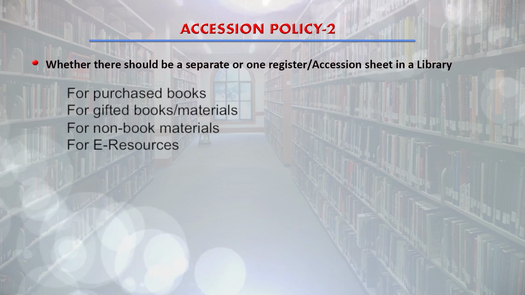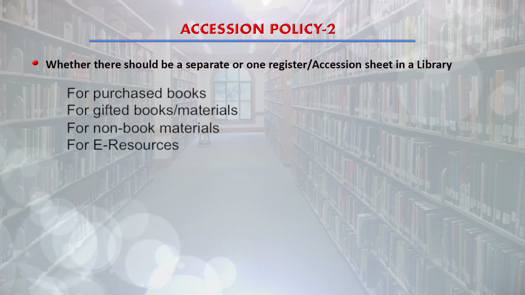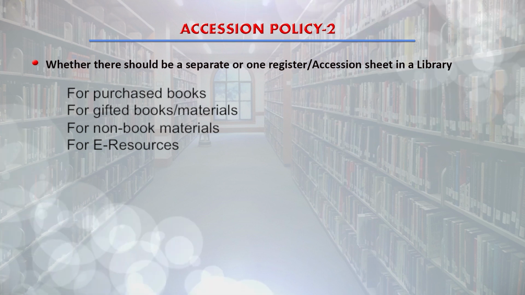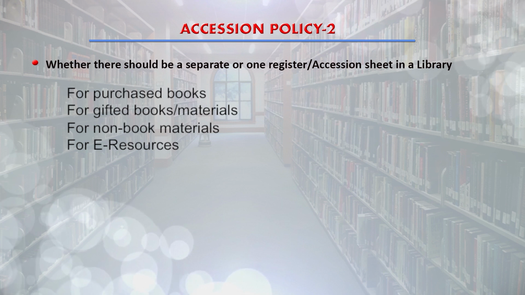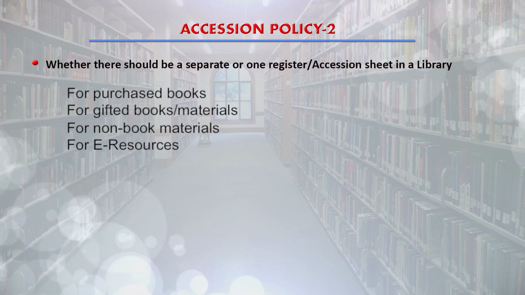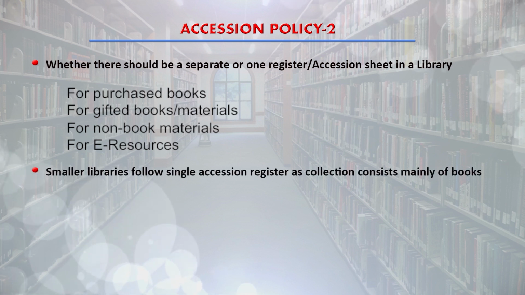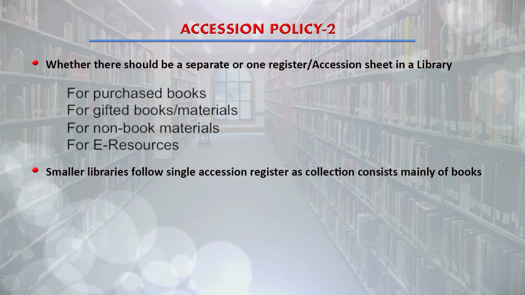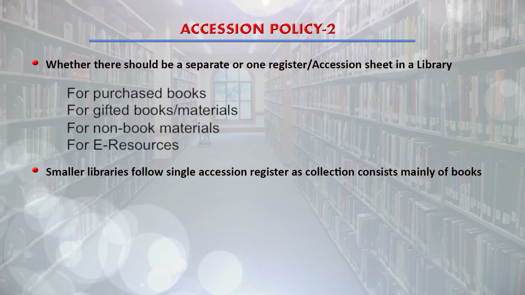For non-book materials like CDs, you can maintain a hard copy register as well as a soft copy of the register. We call them accession sheets, in your Excel and also in the library automation software. Similarly, for e-resources you can maintain an Excel and also incorporate them in the accession module of your automated library software.